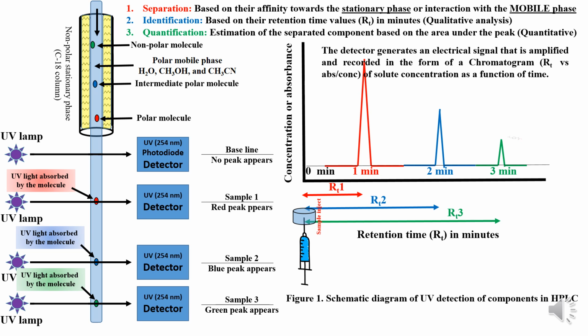So three things can be successfully carried out using the HPLC technique: separation of the given sample mixture into individual components, identification of the components based on the retention time values, and quantification, that is estimation of the separated components based on their area under the peak.